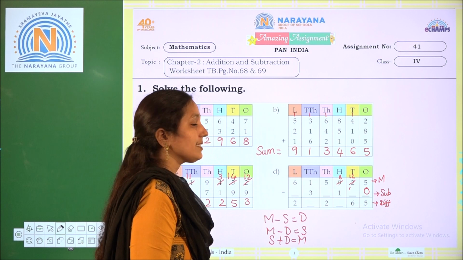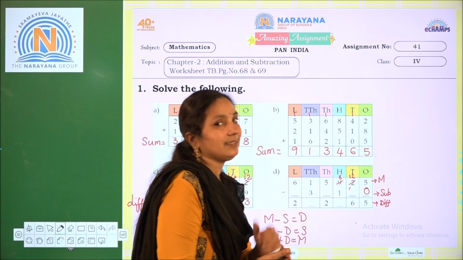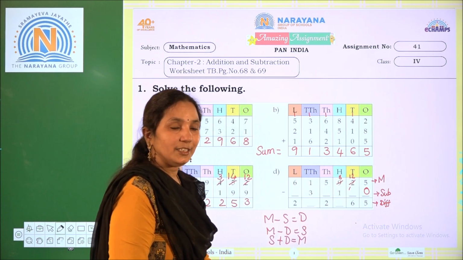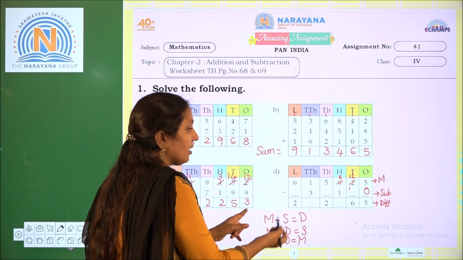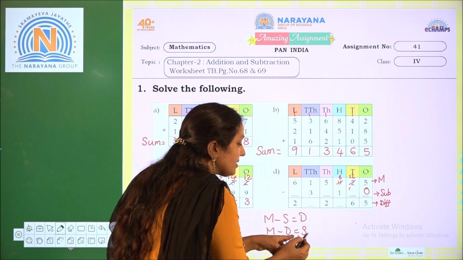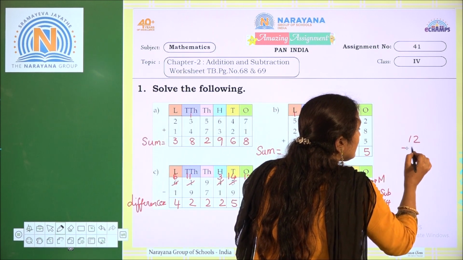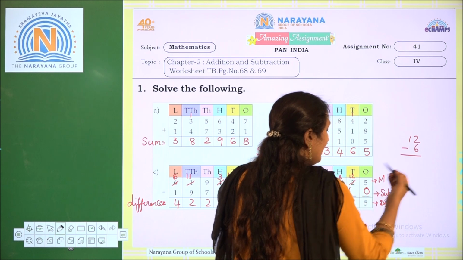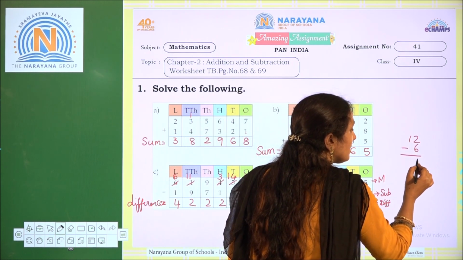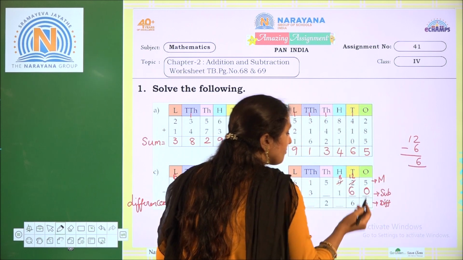So how much do you subtract from 12 to get 6? One more formula explained: minuend minus difference equals subtrahend. Means 12 minus 6, you will get the subtrahend. So 12 minus 6 equals 6. So the missing number is 6.